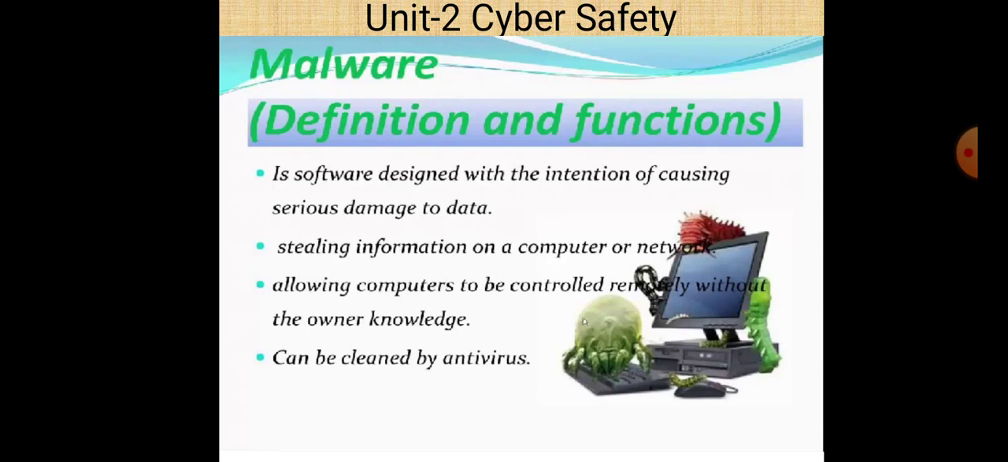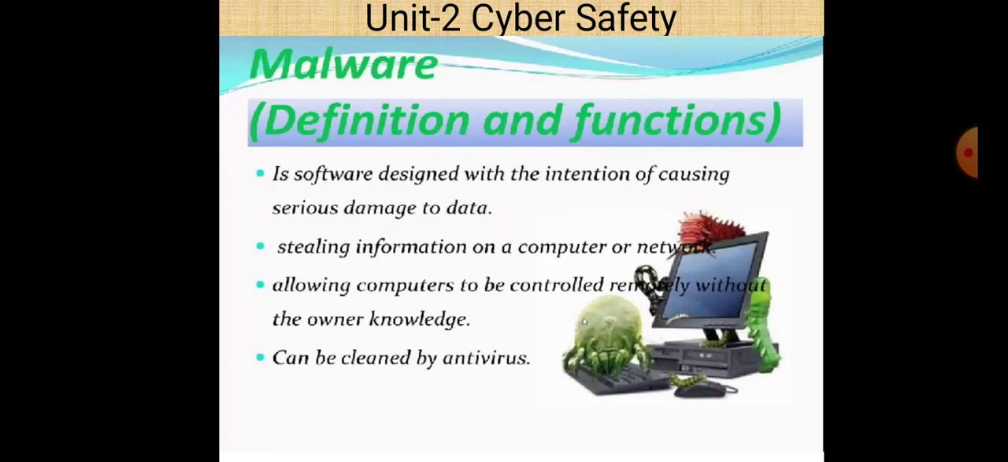Now, when we talk about the definition of malware, it is a software designed with the intention of causing serious damage to data. Second, stealing information on a computer network. So they can steal information on a computer network also, and allow a computer to be controlled remotely without the owner's knowledge. And the fourth important thing regarding malware is that it can be cleaned by antivirus. So these are the four important points regarding malwares.